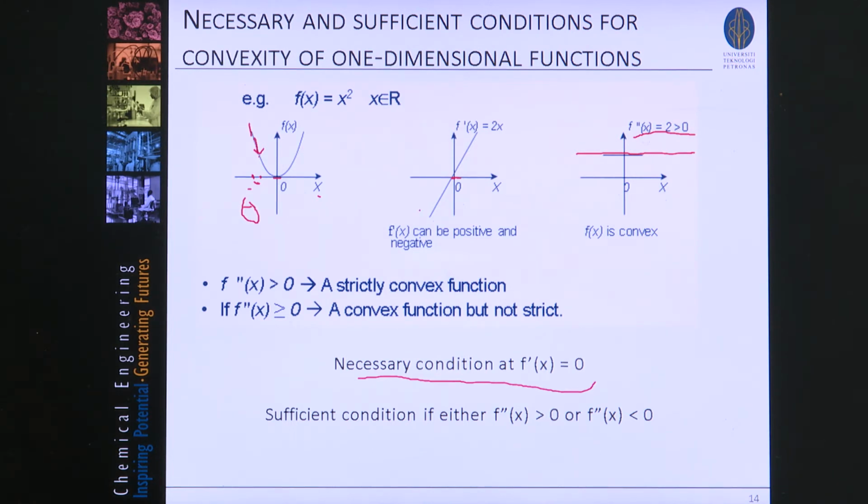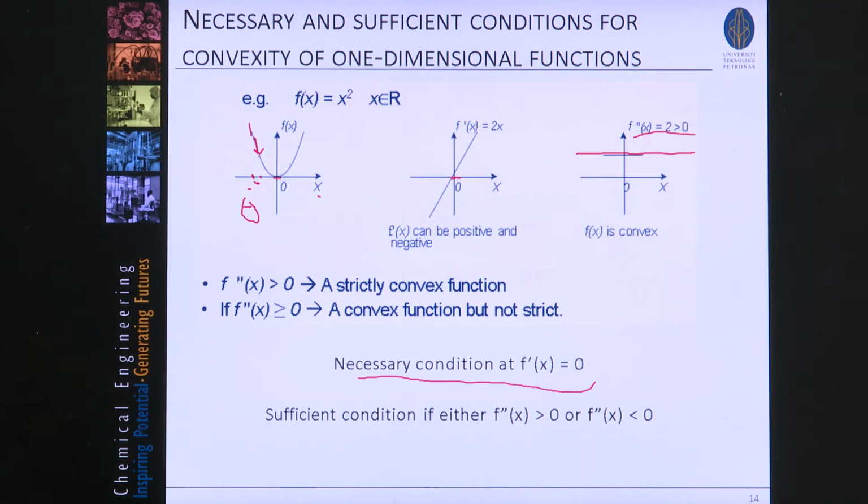So we could say the sufficient condition for a function to have a minimum point is that the second derivative is positive. And the other way around, if the second derivative is negative, we would have a concave function, which is then the maximum point.